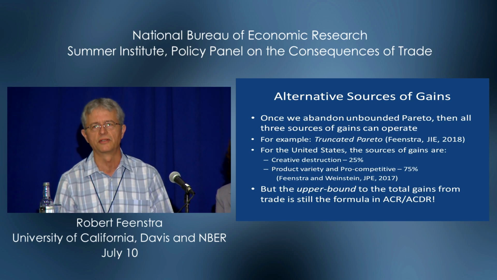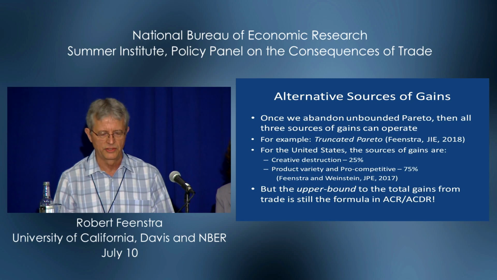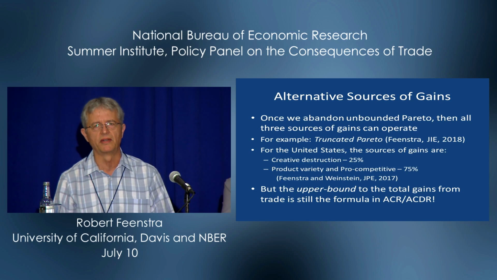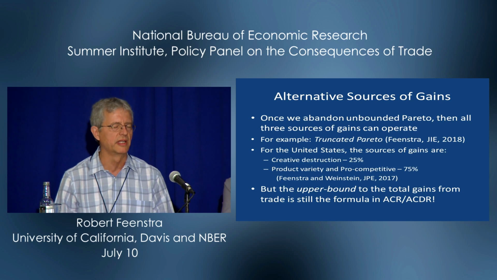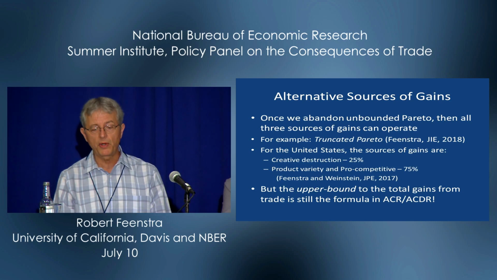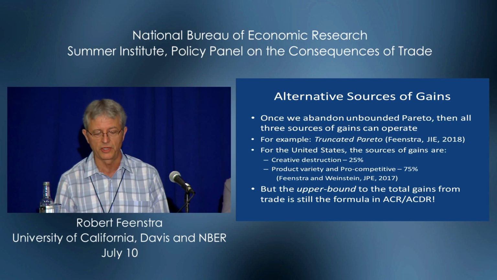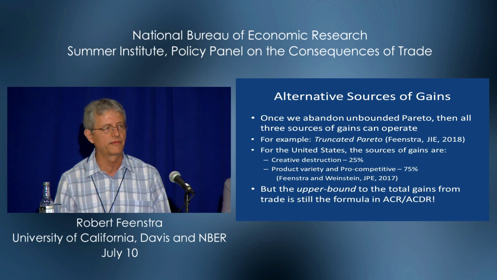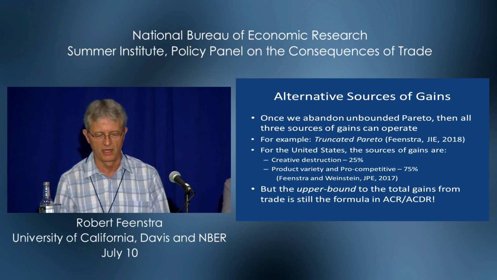My calculations for the United States show that creative destruction is about 1/4 of those gains, and product variety and pro-competitive gains account for the other 75%, roughly evenly split between the two of those, and that's from recent work with David Weinstein. But in fact, the upper bound to the total gains from trade is still the formula from ACR or ACDR.